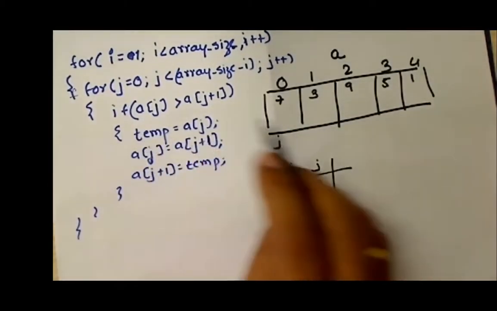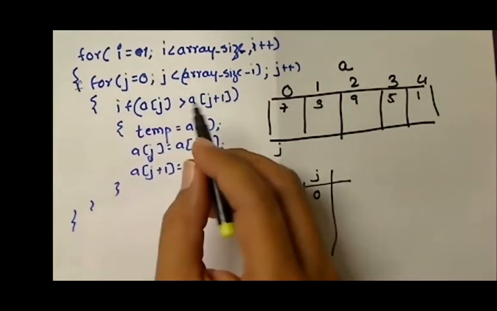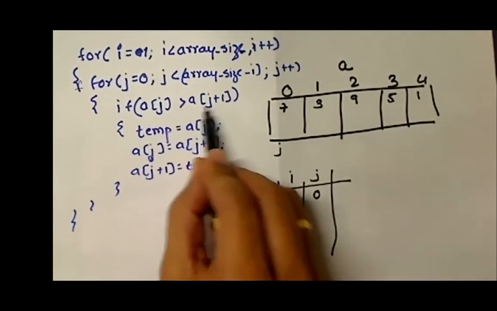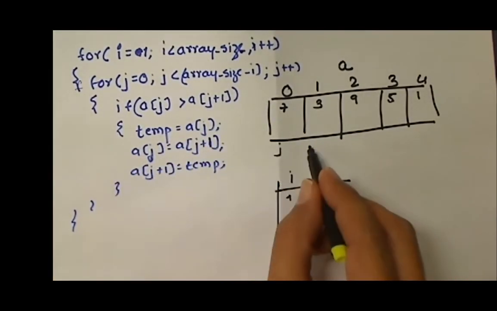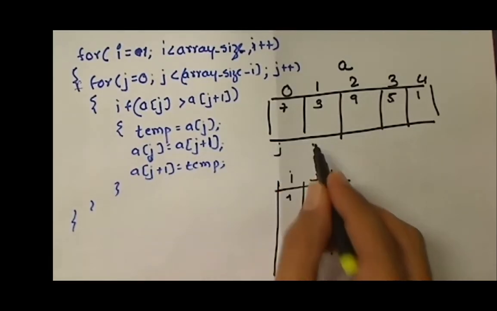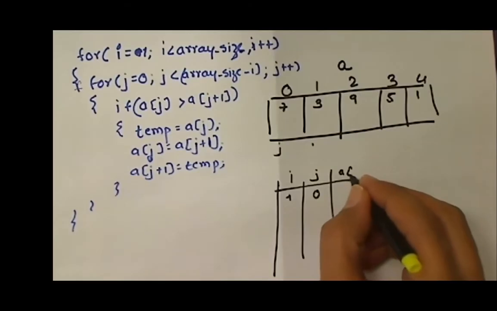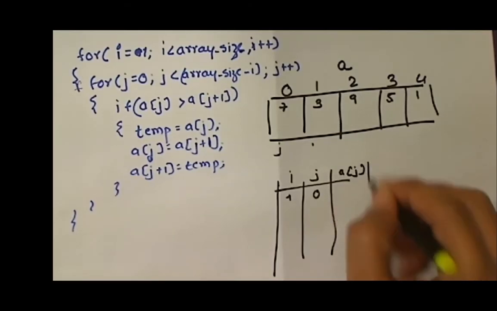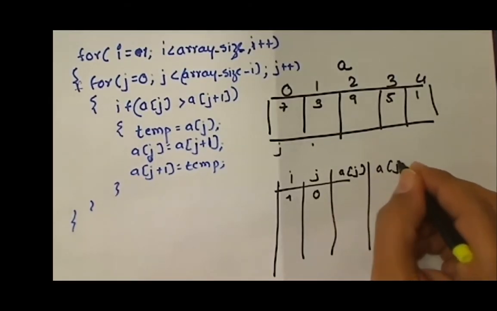And what are we checking in the program? We're checking: is a of j greater than a of j plus 1? If j is pointing over here, j plus 1 is pointing over here. Just to understand, I'll put it over here. This is a of j, and we have a of j plus 1.